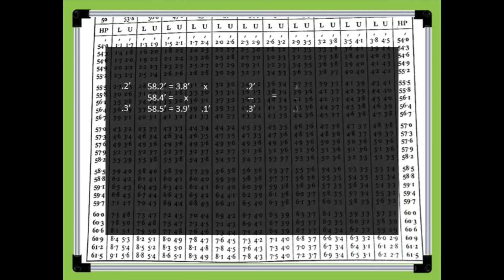Let us now make an equation. Cross multiply, the result is x multiplied by 0.3 minutes is equal to 0.02 minute. Transpose, we derive the formula, which is x is equal to 0.02 minute divided by 0.3 minute. The result is x is equal to 0.07 minute. It is clear that the HP correction is increasing, therefore we will add the x value computed.